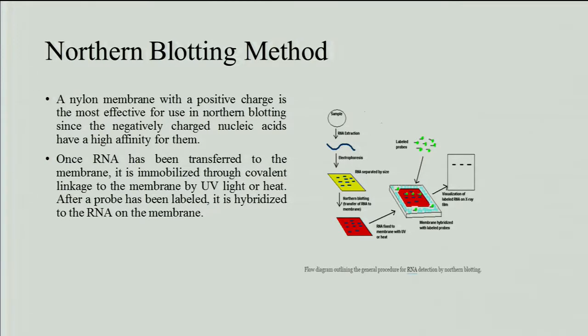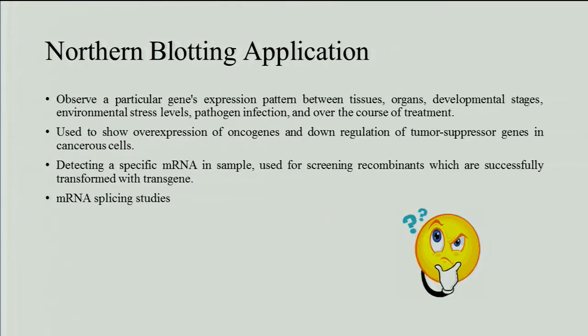Nucleic acid is negatively charged, so if you have the membrane positively charged, it makes your sample stick to it better. The term used here is immobilized. Then you could lift it up and look at which one is there by either UV light or heat. Again, what are the main applications for northern blotting?